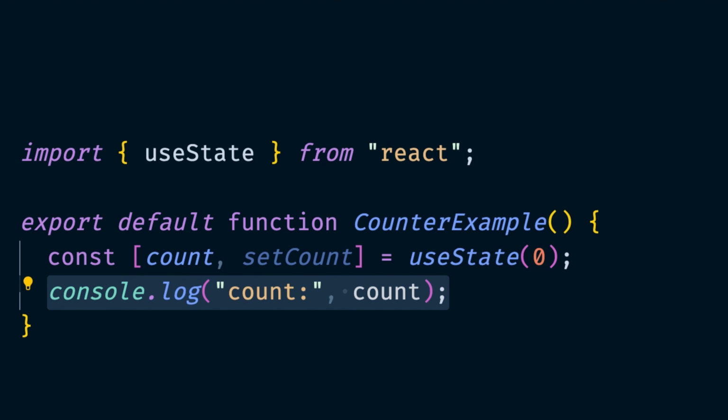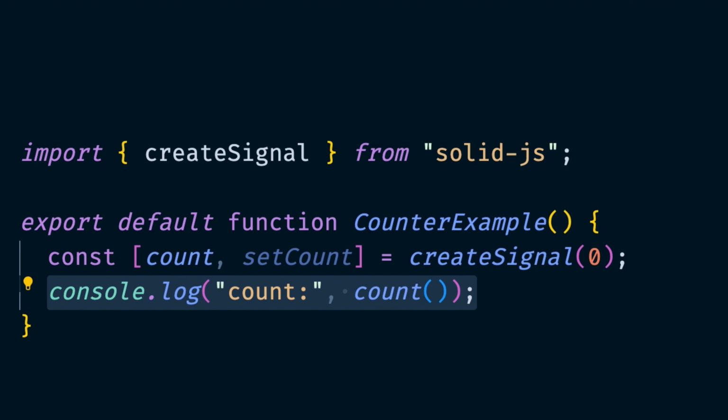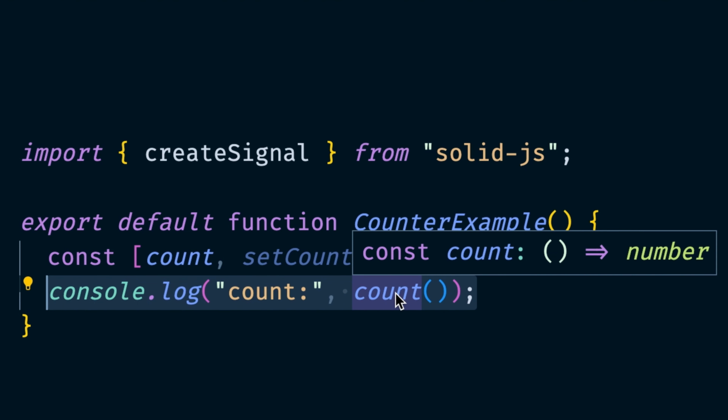The main difference is that in React, the getter value is the current value of the state variable, while in Solid, it's a function that returns the current value of the state variable when called.